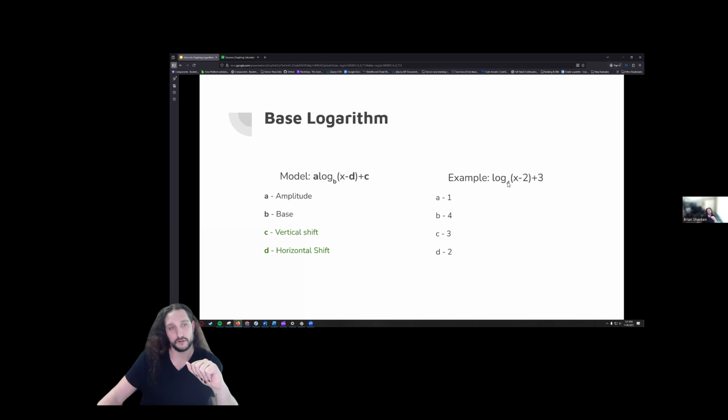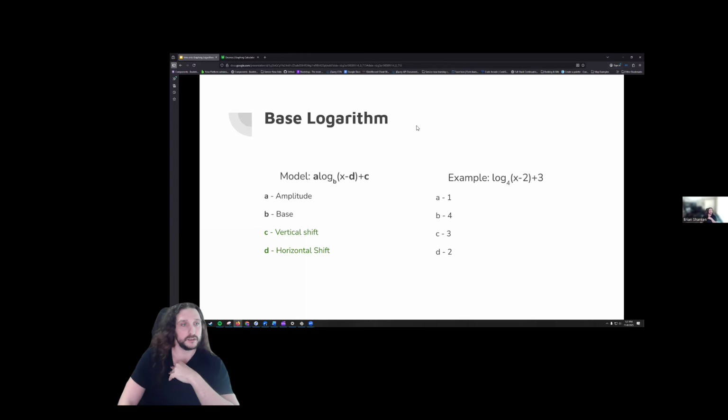And we're going to keep on going through our alphabet. Our b right here, b is our base. You see it modeled over there. It's going to be what's in subscript. b is 4. Our c is 3 because we're looking at that end tack, stacked on there at the end. Then we have our d. Remember what we were talking about, that x minus d, x minus 2. Our d is going to be 2.